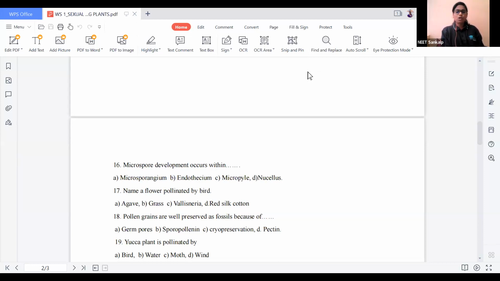18th question. Pollen grains are well preserved as fossils because of what? Option A, germpores. Option B, sporopollenin. Option C, cryopreservation. Option D, pectin. Nagini answered it. Priyanka, Anvita, Jyoti, Komala K answered it. Manju answered it. Okay, Radhika also answered it. So most of you answered option B, sporopollenin. A few of you said option C, cryopreservation.